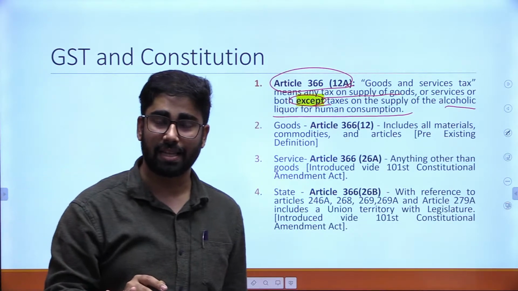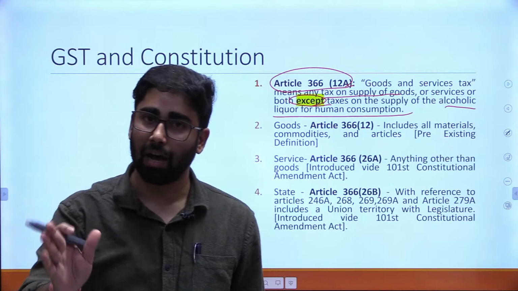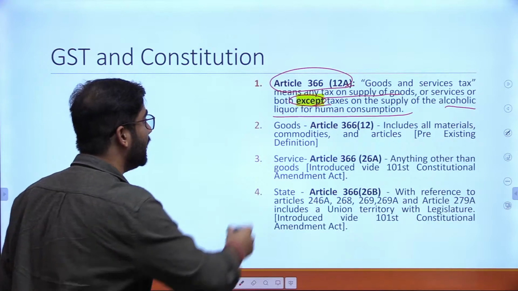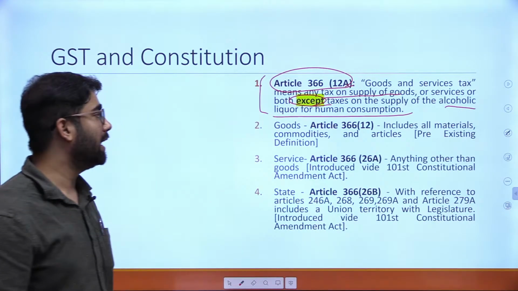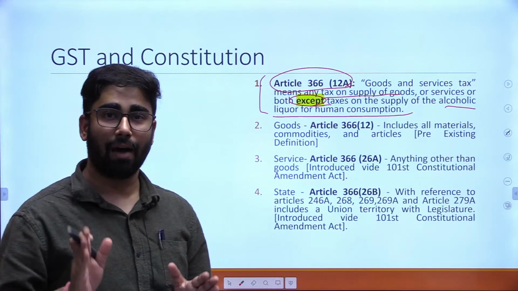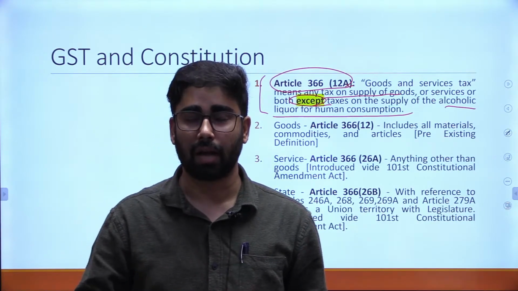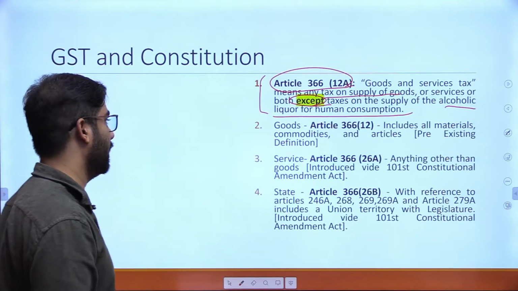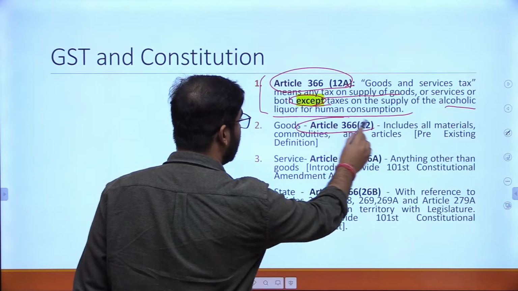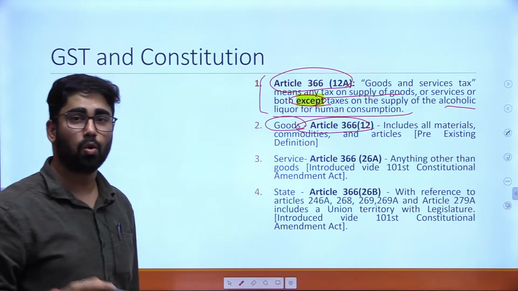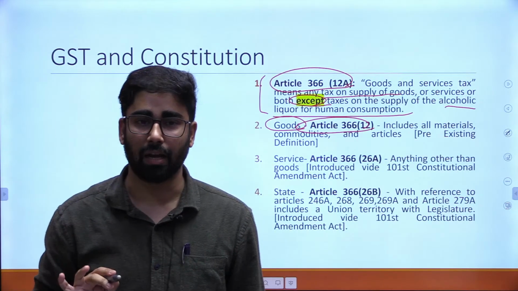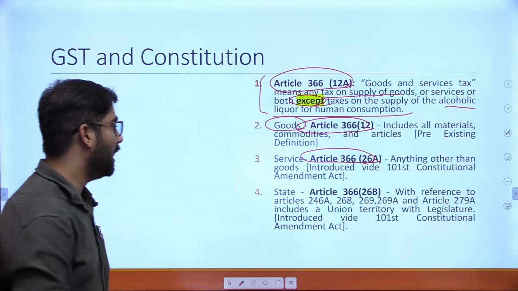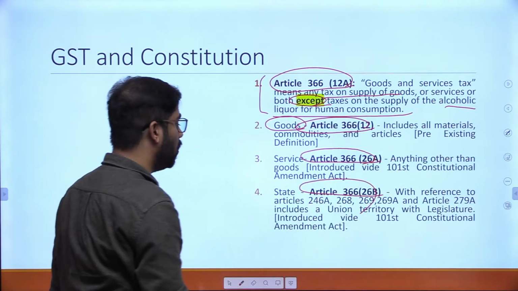The other petroleum products, the GST Council can decide that yes, we will bring them into the GST ambit, but this exemption is provided under the Constitution. So if you have to remove this exemption, you have to amend the Constitution. You will have to make an amendment in the Constitution, only then can you remove it. Again, Article 366(12) defines what are goods, which includes all material commodities and articles. And 366(26A) defines what are services, and 366(26B) is about the state.